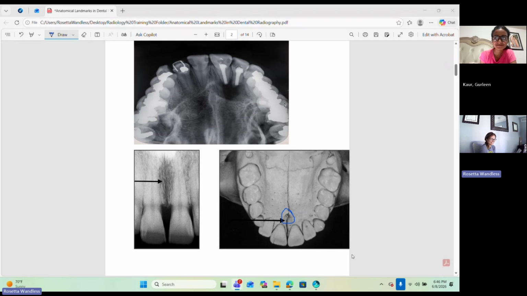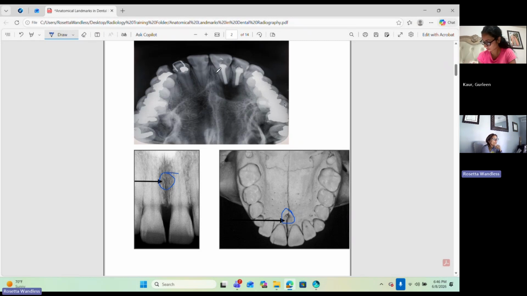Anywho, the incisive foramen is this hole, and it's directly in the center of the two central incisors. Makes sense, right? I want you to see something else. When we see it in an x-ray, if we're looking at it head on, like in an anterior view, here is this dark, radiolucent area. That's the incisive foramen.